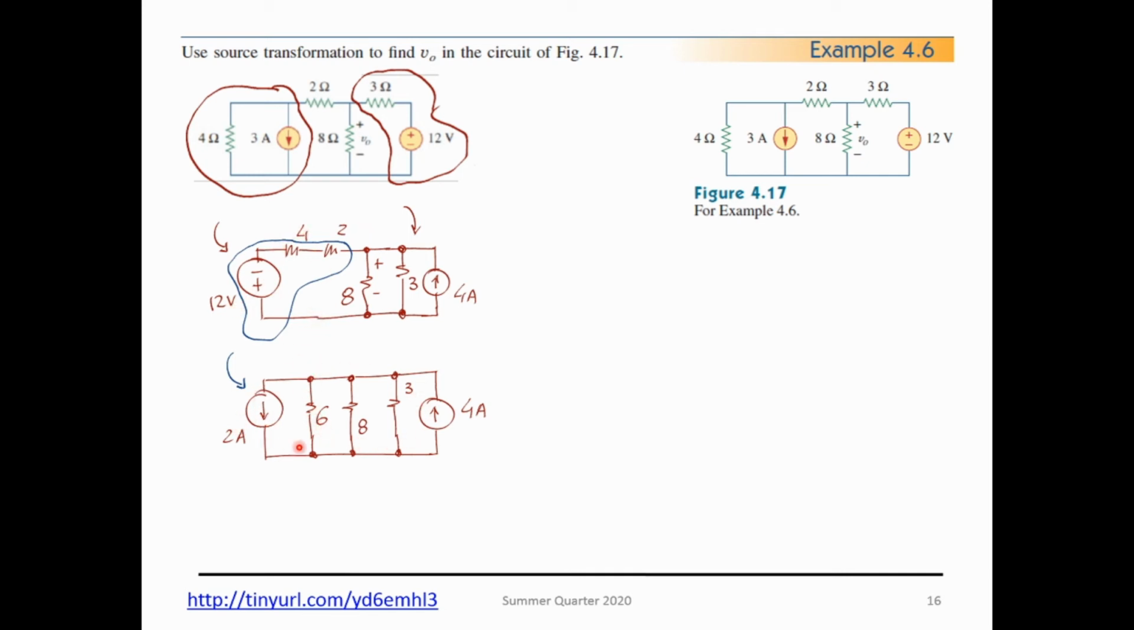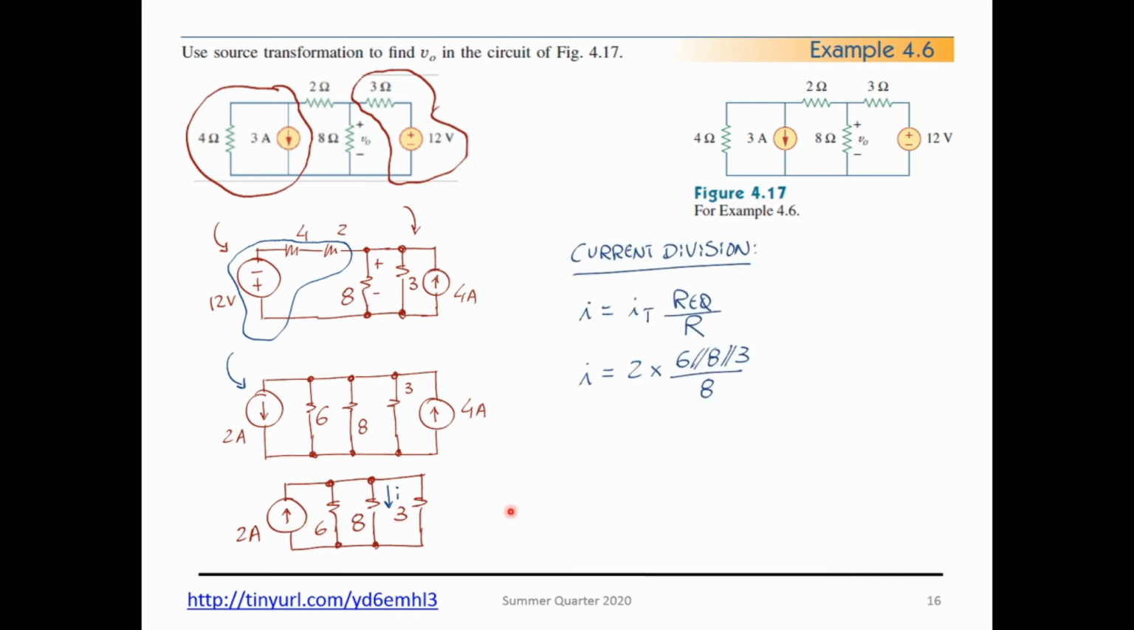And now from here I have everything in parallel, and notice that V0 is still the voltage across this 8 ohm. So this current is going up, this current is leaving, so 4 amps minus 2, I get 2 amps. And I still have the other 3 resistors, all of them in parallel. I'm going to apply current division so I can find the current flowing through the 8 ohm resistor. And applying Ohm's law across the 8 ohm, I get 3.2 volts.